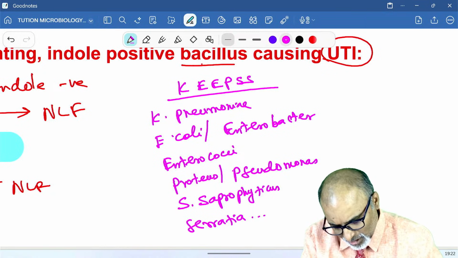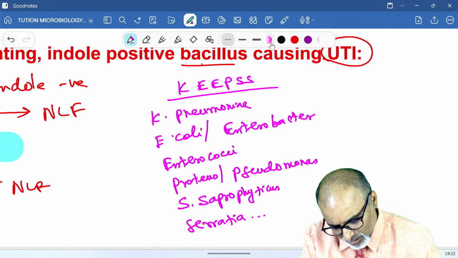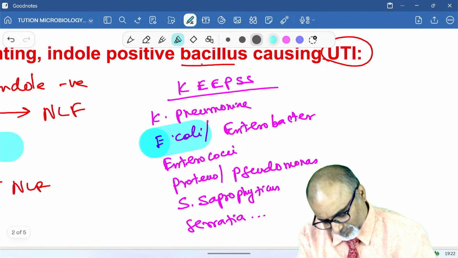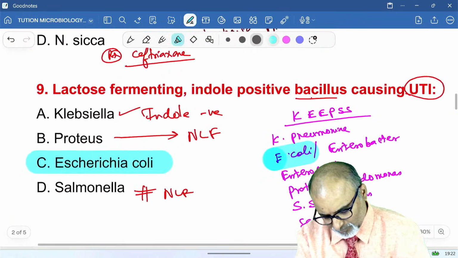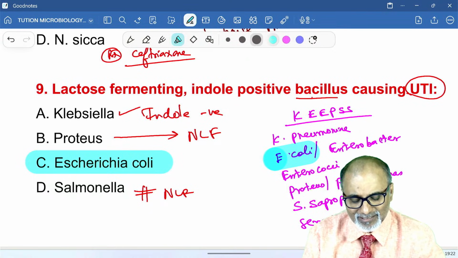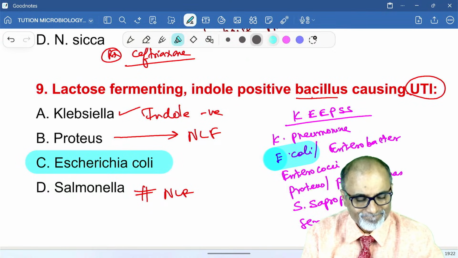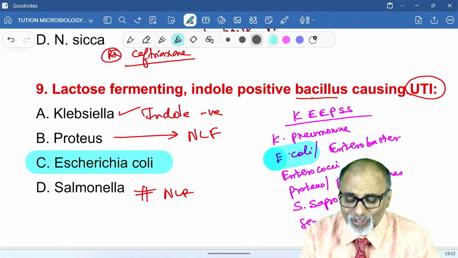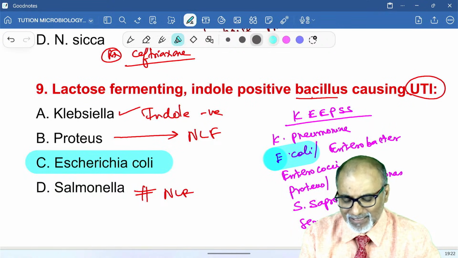The most common cause of UTI overall is E. coli, and it is a lactose fermenter. Among the choices, lactose fermenter and indole positive is E. coli, and it is motile also. The second most tough choice is Klebsiella, because that is also a lactose fermenter, but indole negative.